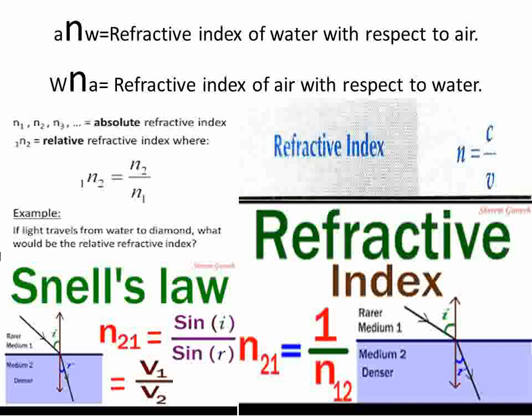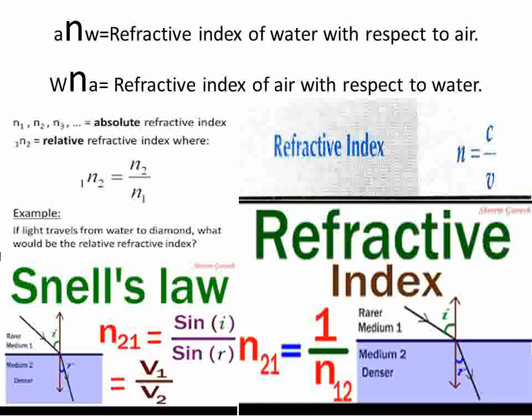Say 1 and 2 in diagram 1. The meaning is the same as n21, written in the NCERT book also. n21 means the refractive index of the second medium with respect to the first, equal to sin i upon sin r, which is equal to V1 upon V2. V1 is the velocity in the first medium, V2 the velocity in the second medium. The diagram is also given nearby, with angle of incidence i and angle of refraction r in medium 1 and 2 respectively.